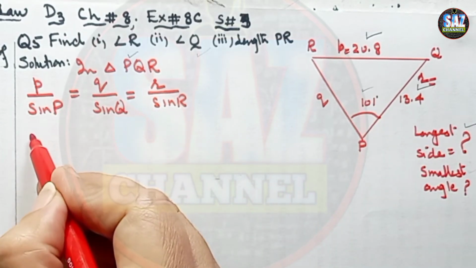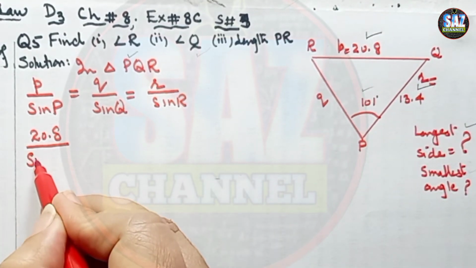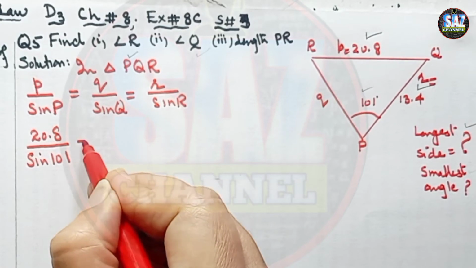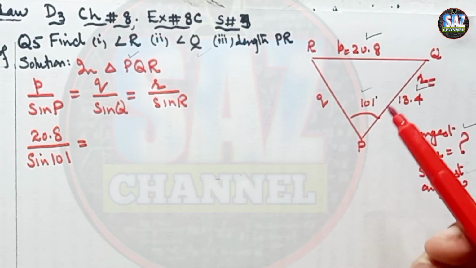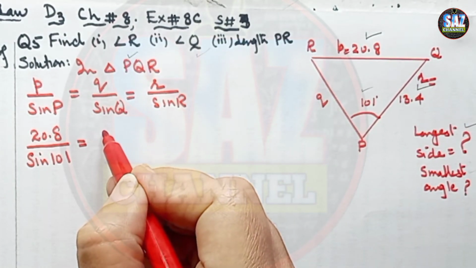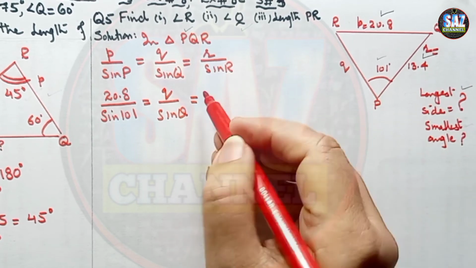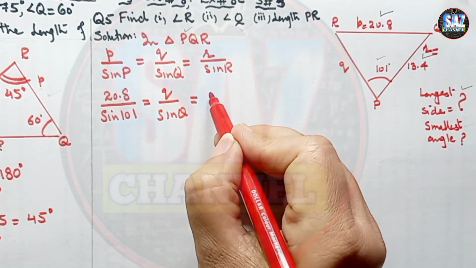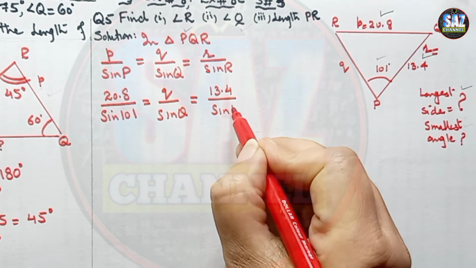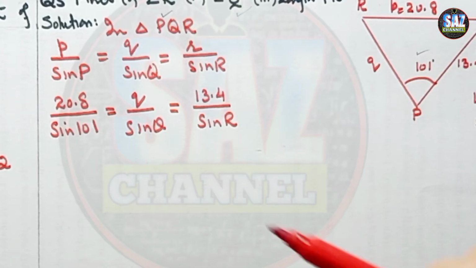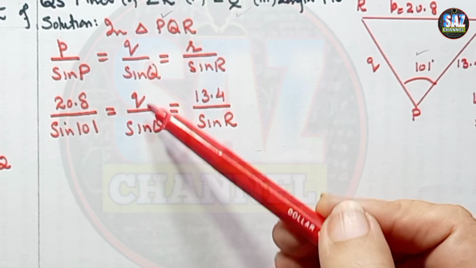I have to replace the values carefully: 20.8 upon sine 101 equals q, that is unknown, q side upon sine Q, equals r, which is 13.4, upon sine of R. Now we can see that for q and sine Q, in the beginning no information is given about this part.